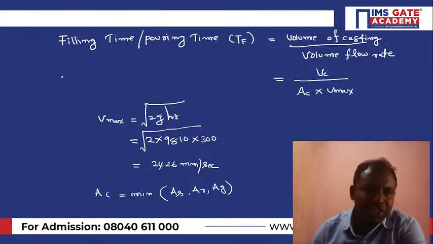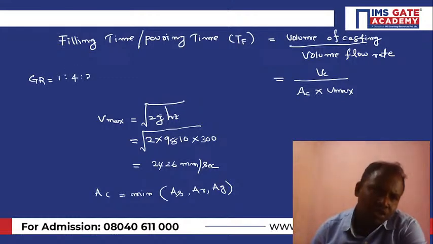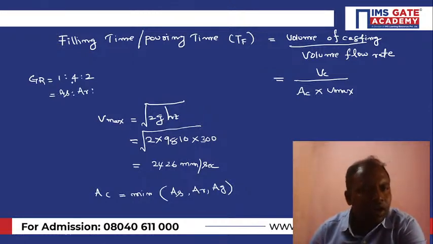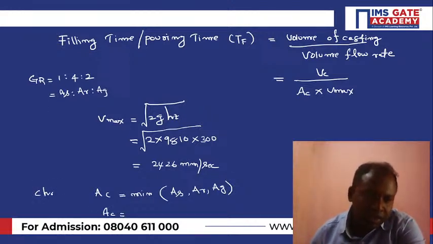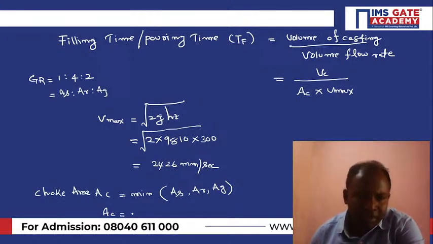For that we have a gating ratio. Gating ratio is given, it is 1 is to 4 is to 2. So now here sprue area is 1 proportion, runner area is 4 proportions and gate area is 2 proportions. As we come to know by this ratio, A_S is the minimum, so that your A_C value, we call it as choke area. Now your choke area becomes A_S, which is given as 500 mm square.